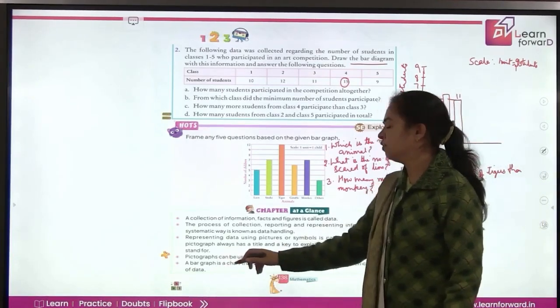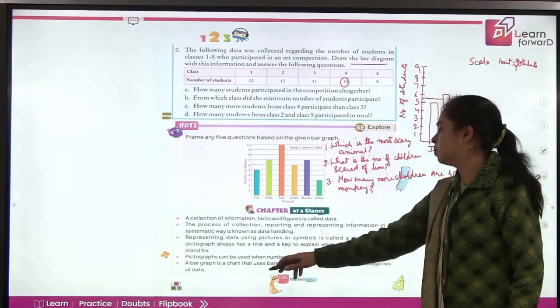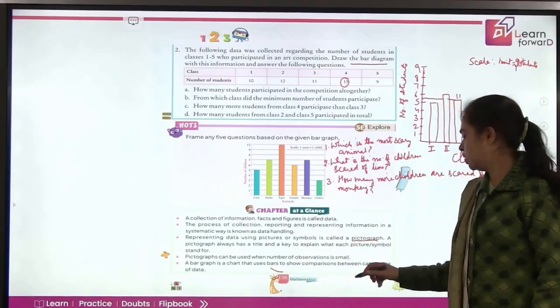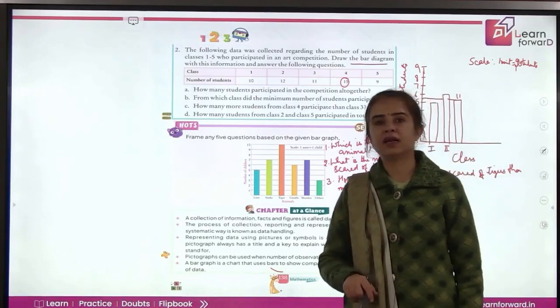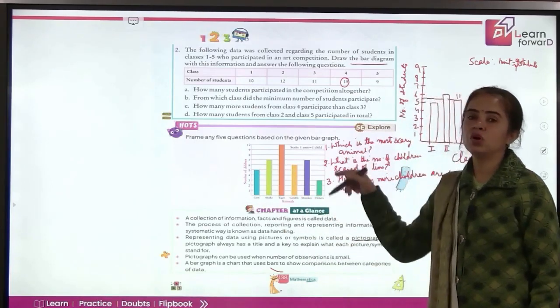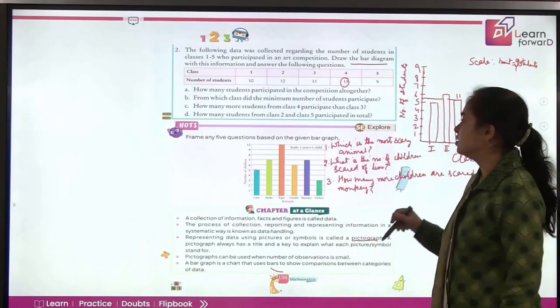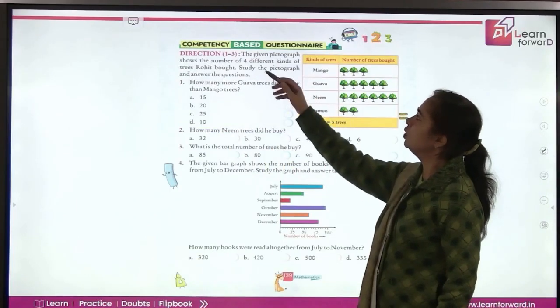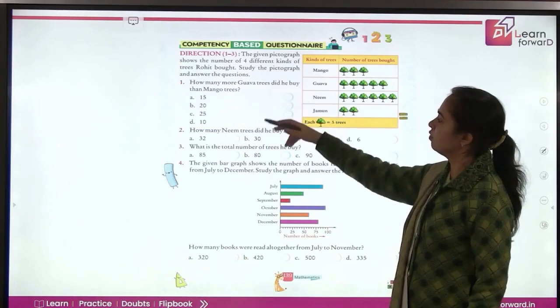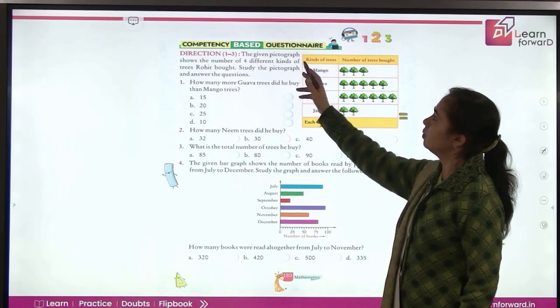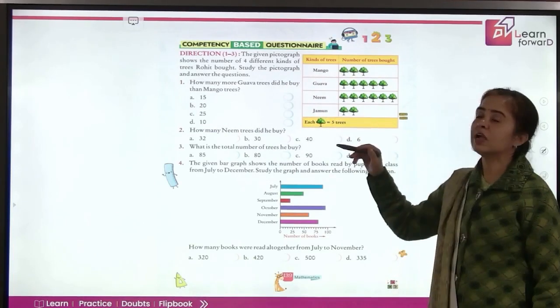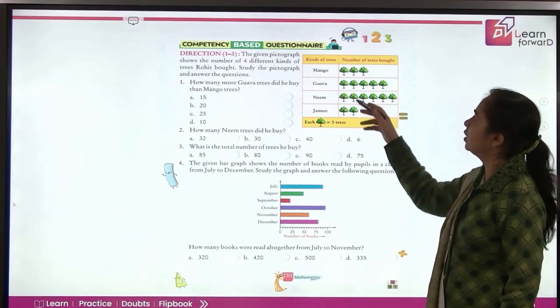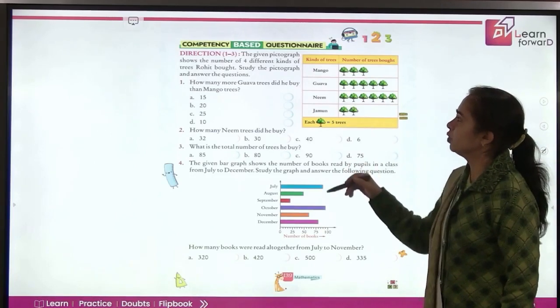And then a bar graph is a chart that uses bars to show comparison between categories of data. And we use bars here, we draw 2 lines. Here also scale is very important. Now competency based questions for you. For question number 1, 2, 3, we'll be using this. The given pictograph shows the number of 4 different kinds of trees that Rohit bought. Study the pictograph and answer the questions.